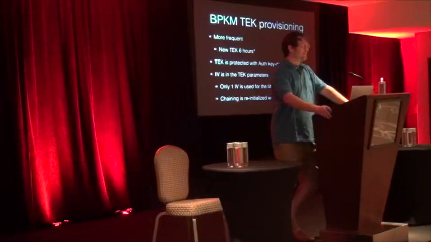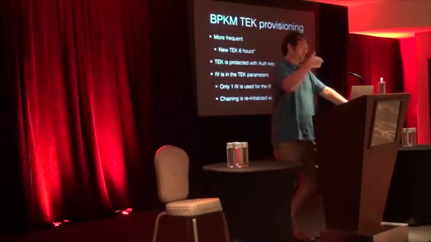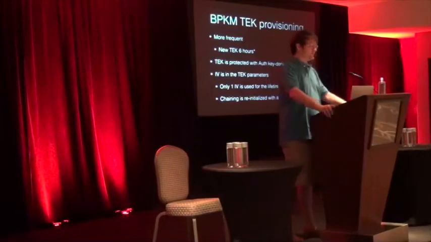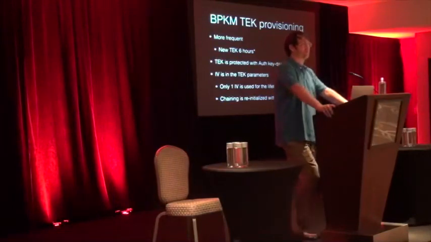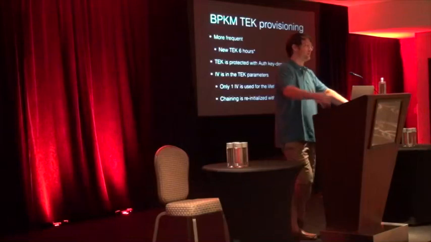As I said, the traffic encryption key is protected with an auth key derived key encryption key. What that means is if I'm just passively observing all of this, I can't get access to it because that auth key was encrypted with the certificate public key. Another thing to see is that the initialization vector is in those parameters. There's only one initialization vector used for the entire lifetime of that traffic encryption key, and chaining is reinitialized with each frame that the modem or the CMTS send.